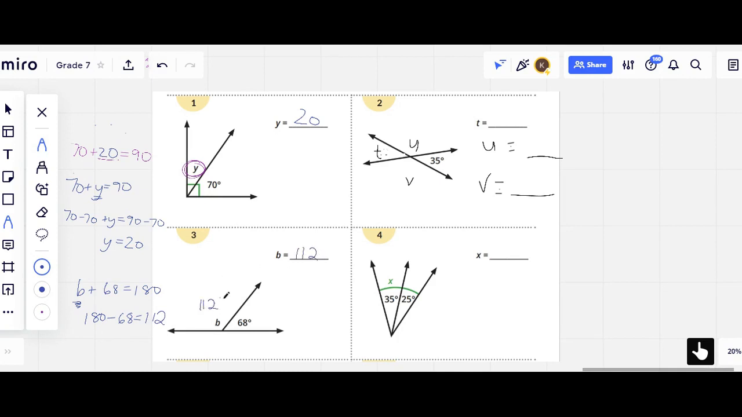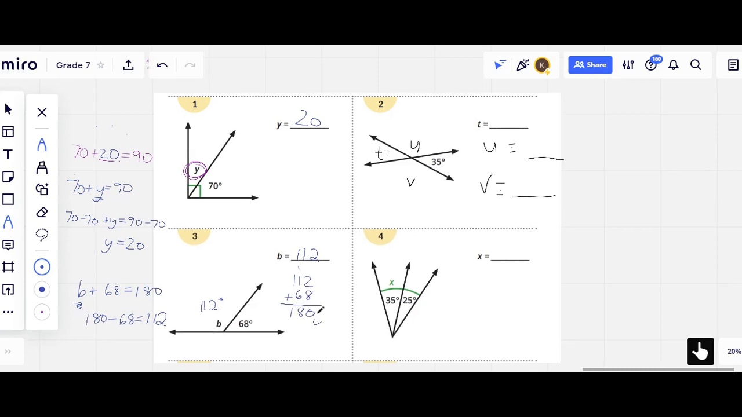And then if you wanted to check to see if that's right, you can add the two of them together to see if you did the math correctly. Yes, 112 plus 68 is equal to 180.